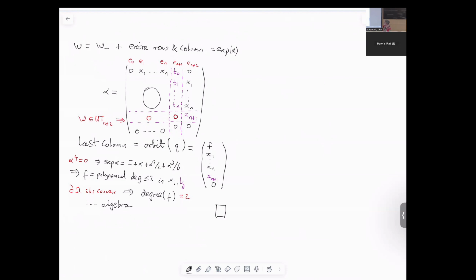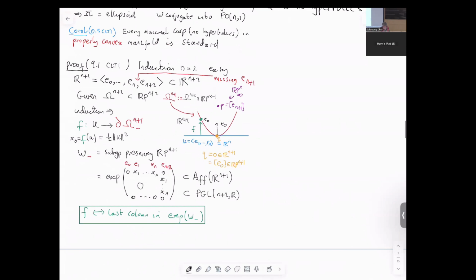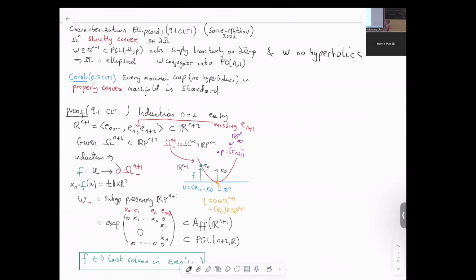And the fact the boundary of this domain is strictly convex actually tells you this cubic polynomial is going to be degree 2, because x cubed isn't strictly convex, but x squared is. So with a bit more algebra, you can discover that this is exactly standard. So that's a sketch of the theorem. And so from that, with some other arguments, you get that maximal cusps in properly convex domains are standard.